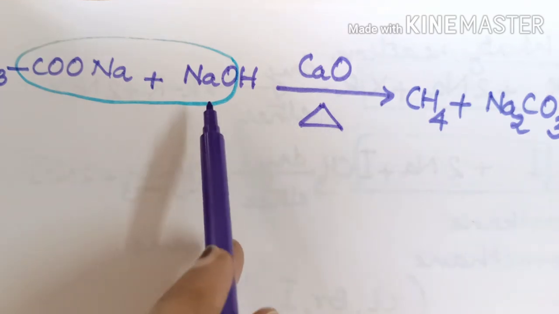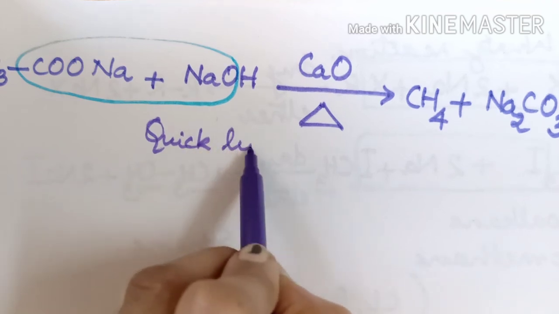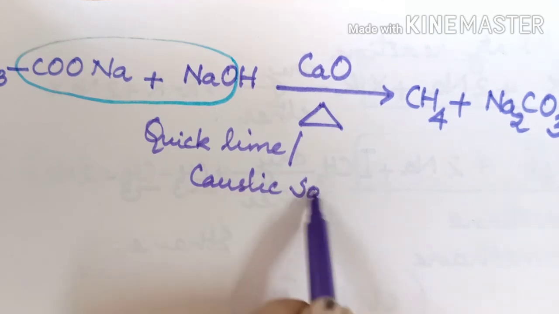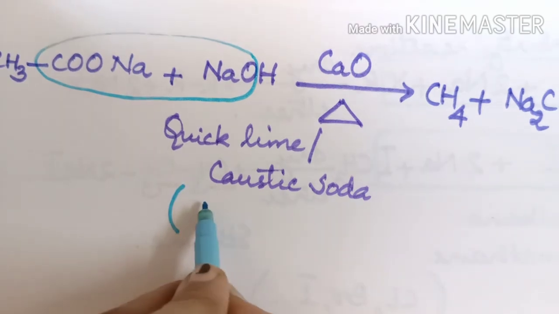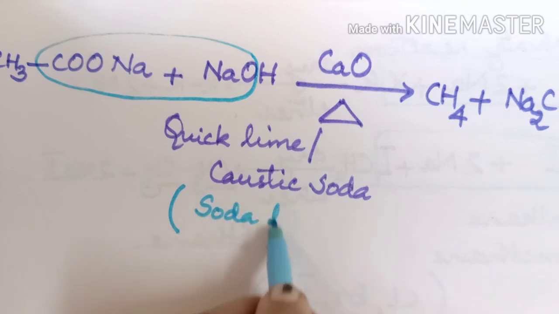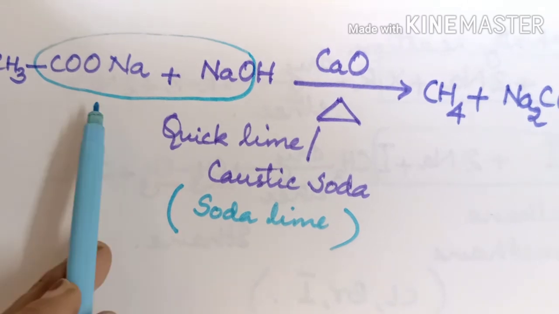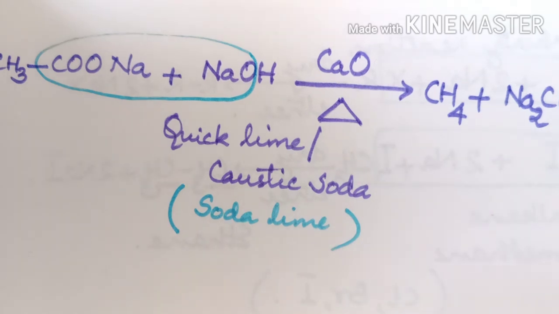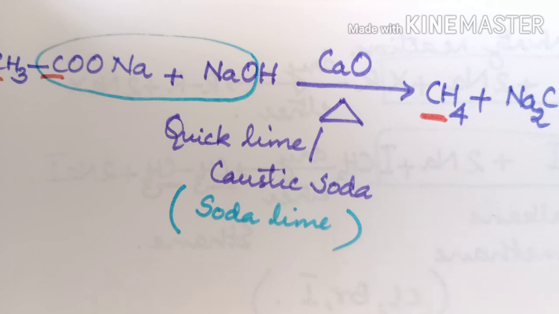with soda lime. So soda lime is a mixture of quicklime and caustic soda. So together the reagent is known as soda lime. So when decarboxylation of sodium ethanoate happens, we get the lower alkane. So we started with 2 carbon atoms here, and in the product we are getting only 1 carbon atom. So this is a sort of stepping down process.